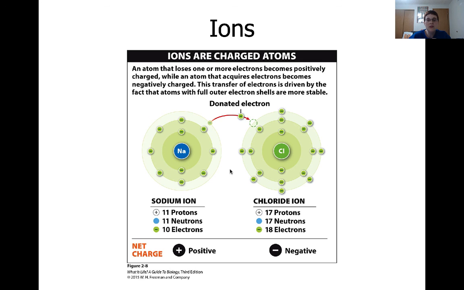Then the same thing is going to happen to the chlorine, just the opposite direction. There were 17 positive charges, and then there were 17 negative charges until it gained that extra electron up here to make it 18. Now it's got 18 electrons, so there's one more negative charge. That makes this chloride ion negatively charged.